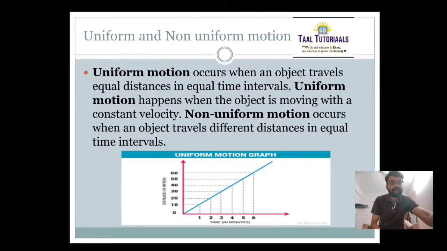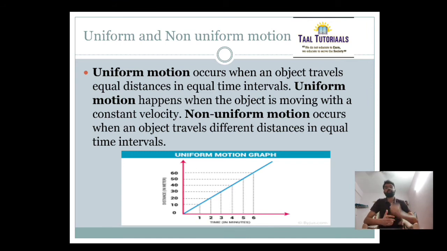Now, the next part is uniform and non-uniform motion. Uniform motion is the motion which occurs when an object travels equal distances in equal time intervals. Means, as I showed you in the graph, in 1 minute it has traveled 10 meters. In 2 minutes it has traveled 20 meters. So we see that in every minute it is traveling 10 meters. So this motion is said to be a uniform motion.